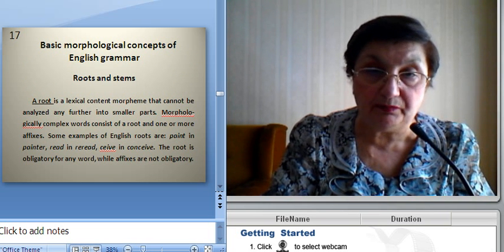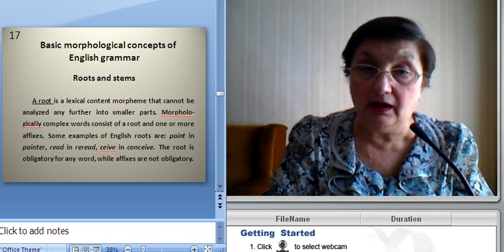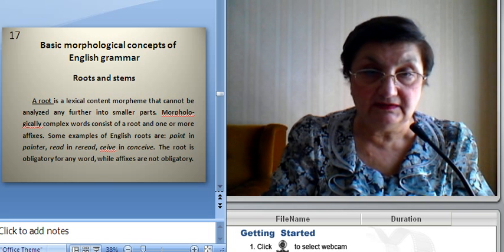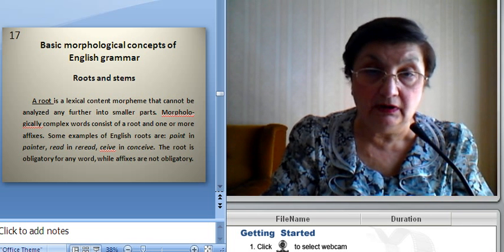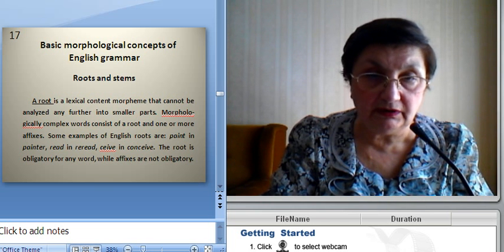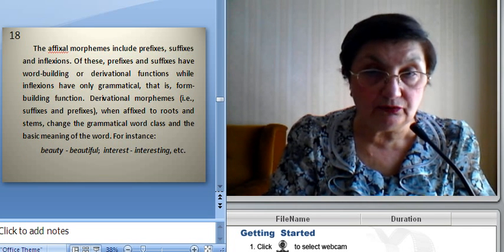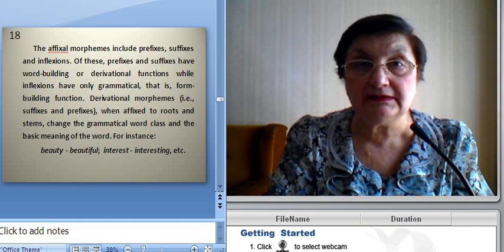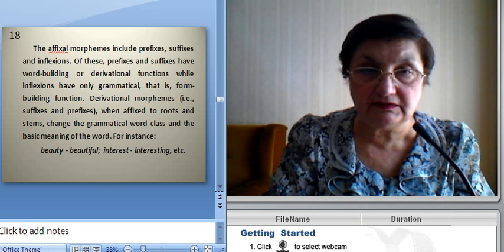Some examples of English roots are paint in painter, read in read, sieve in conceive, etc. The root is obligatory for any word, while affixes are not obligatory. The affixal morphemes include prefixes, suffixes, and inflections. Of these, prefixes and suffixes have word-building or derivational functions, while inflections have only a grammatical, that's form-building, function.